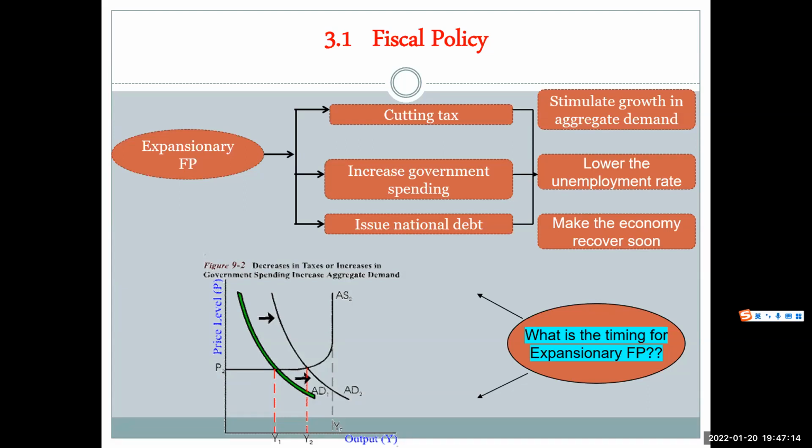Any ideas? Maybe you can think for a while. When the economy is bad, yes. The market fails to perform. Lack of demand in markets during economic recession, depression period, yes. Maybe you can give some examples. Let me give an example first.